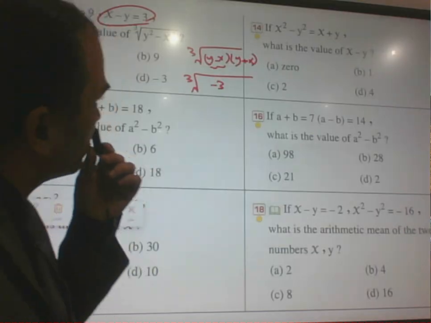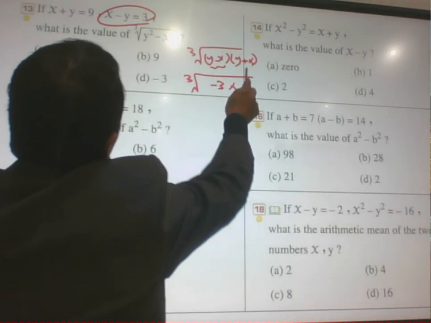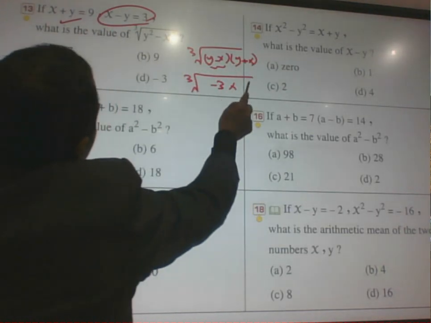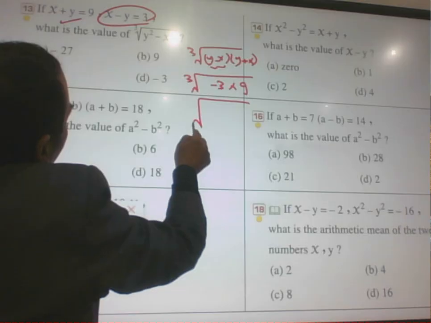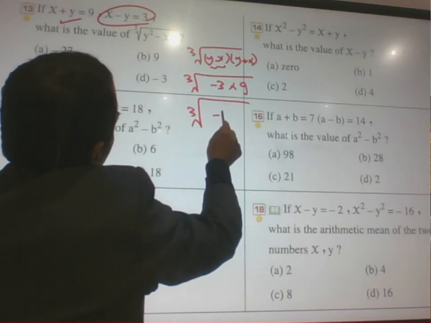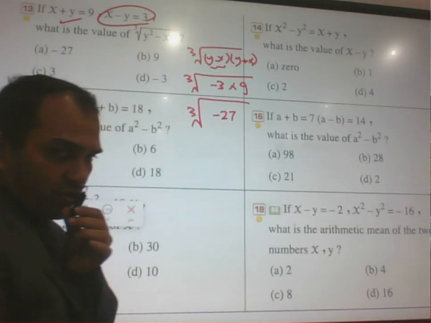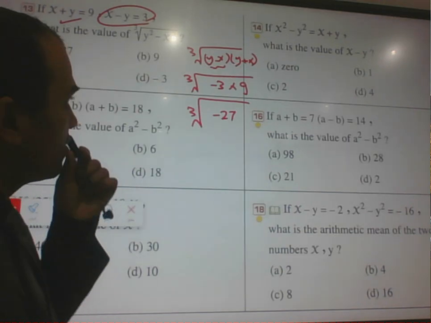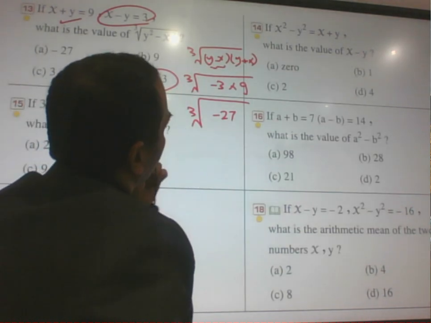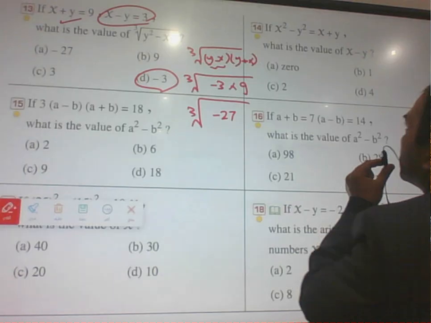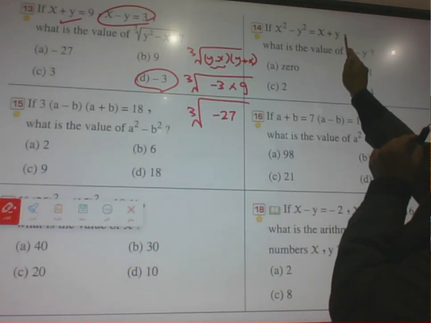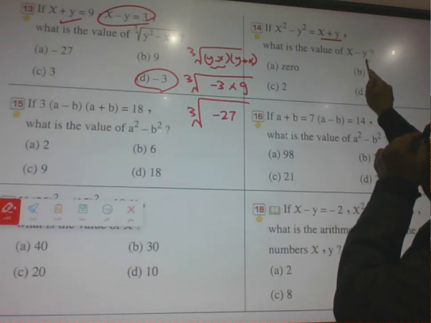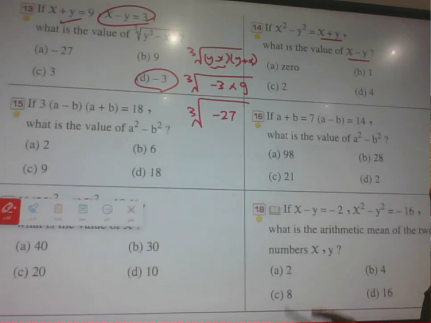Product by y plus x. Y plus x is 9. Then the cubic root of negative 3 times 9, which is negative 27. The cubic root of negative 27 will be negative 3. Then the answer will be letter D. Now, question number 14. If x power 2 minus y power 2 equals x plus y, what is the value of x minus y? It's a direct question.